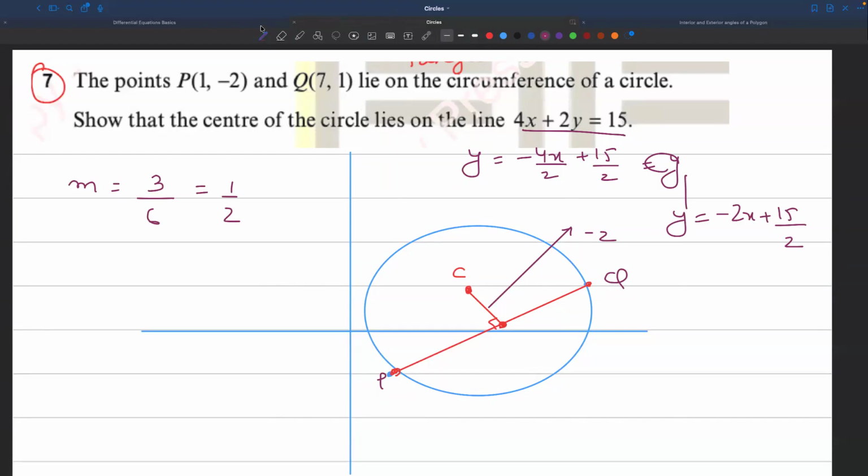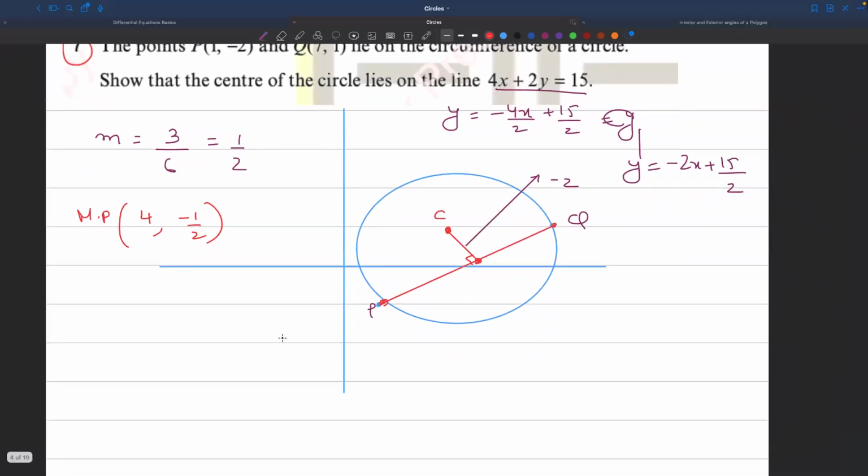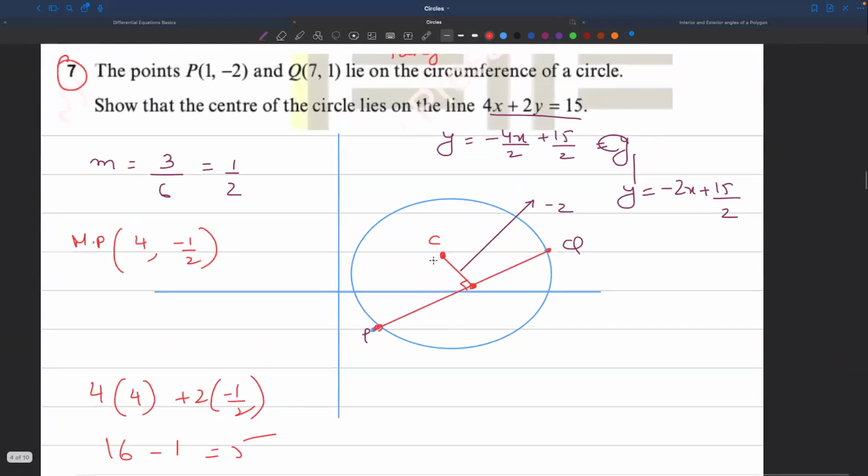Oh, you put the midpoint. The midpoint lies in the equation. Okay, first finding the midpoint over here, we'll get (7 plus 1)/2, which is 4, and (minus 2 plus 1)/2, which is minus 1/2. So basically what Vijay is saying is if we put this point in this equation, this will work out. So 4 into 4 plus 2 into minus half, is it equal to 15? Yes, it is equal to 15. Okay, it means this is the line. The center is lying on this line. This has the equation 4x plus 2y equals 15.